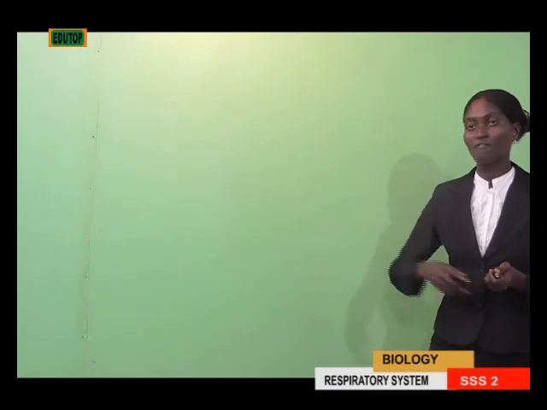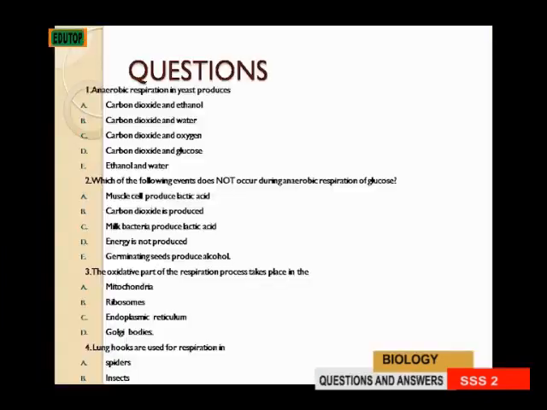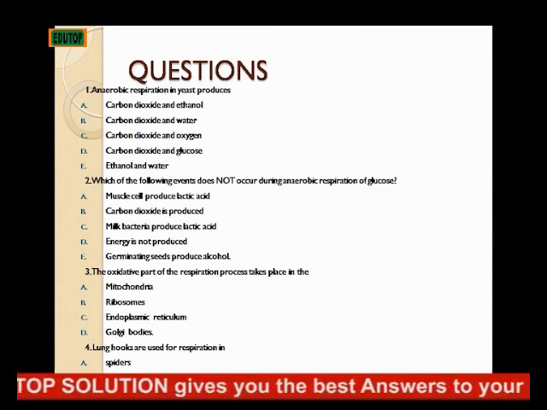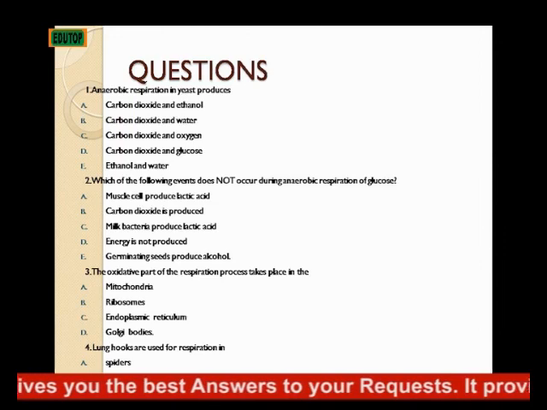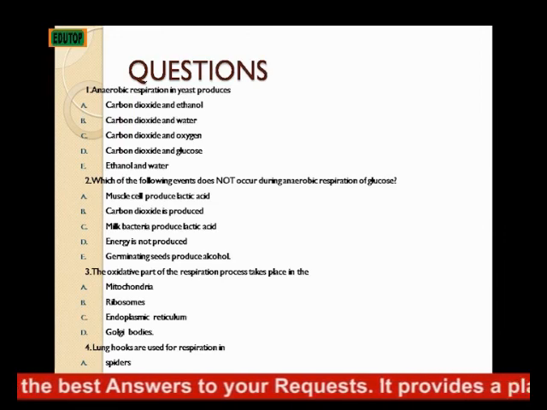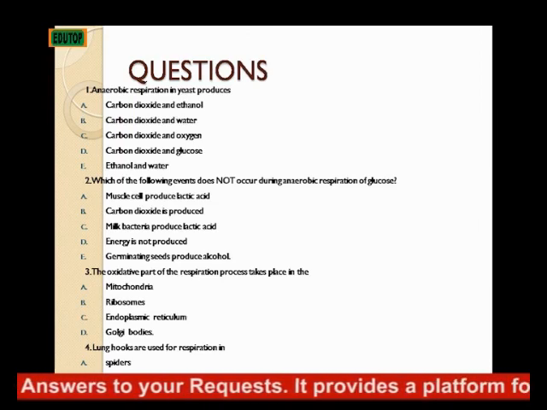Now, from our class on respiration, I've brought up a few questions for you to lay your hands on. The first question is, anaerobic respiration in yeast produces: A, carbon dioxide and ethanol; B, carbon dioxide and water; C, carbon dioxide and oxygen; D, ethanol and water. What does anaerobic respiration in yeast produce?